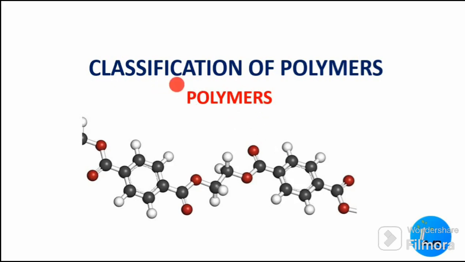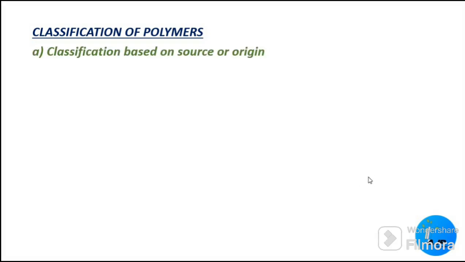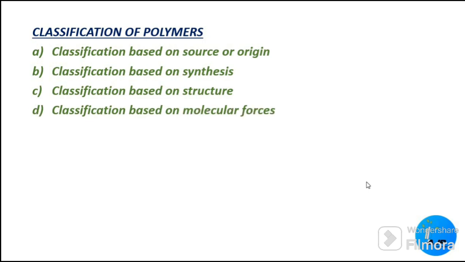Today we shall see about the classification of polymers, right? So the polymers are classified in a number of ways depending upon different criteria. So let us see one by one. First classification is classification based on source or origin, and the next one is classification based on synthesis. Next one is classification based on structure. The next one is classification based on molecular forces. Okay, so let us see one by one.